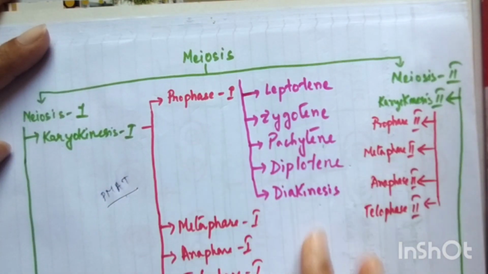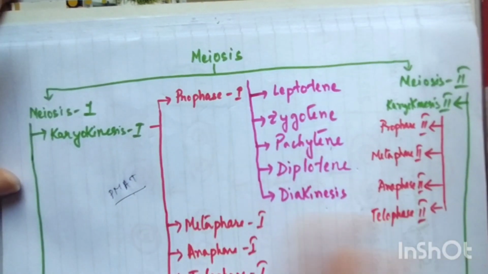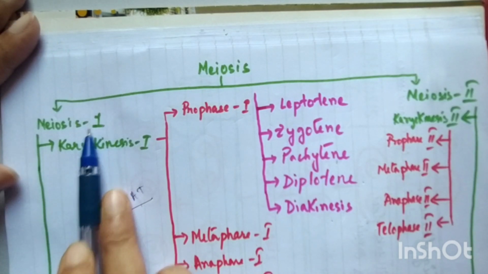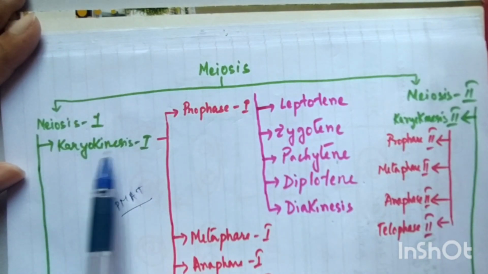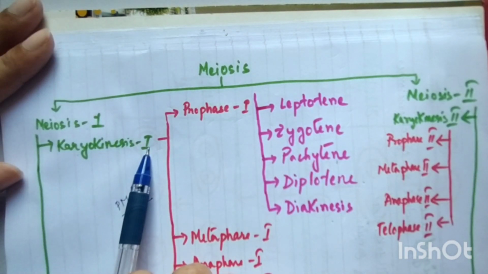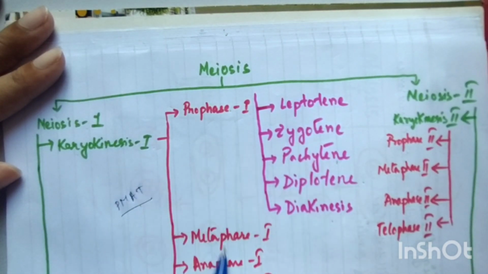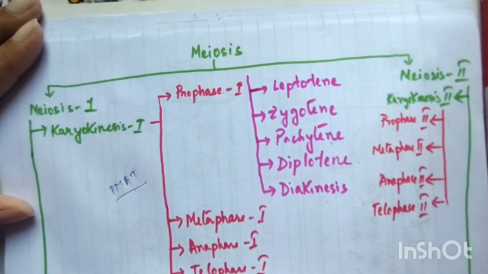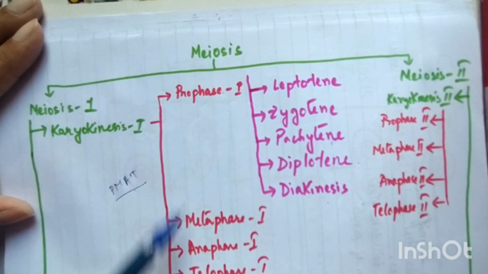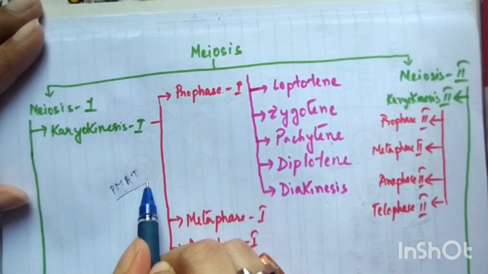So this is the outline of the different phases of meiosis. At first meiosis 1 will take place, and in this karyokinesis 1 will take place first. Karyokinesis 1 is divided into prophase 1, metaphase 1, anaphase 1 and telophase 1. We can remember the sequence by PMAT.